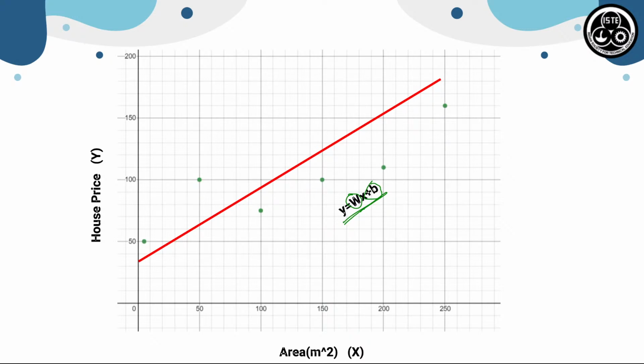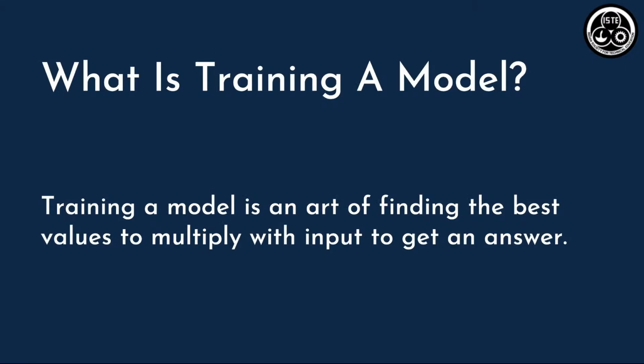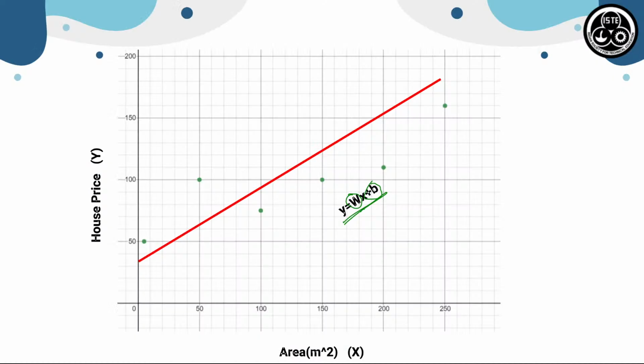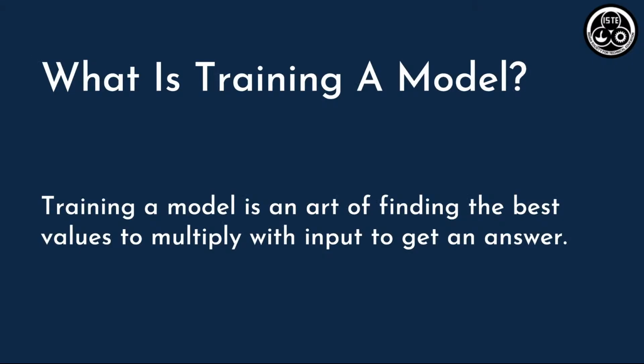Okay, so now we get to training a model. We know that we need to fit a line in such a manner that it has the least distance from all the points on the graph. So how do we achieve that? There are two methods to do this. The first method being the gradient descent method, and the second method being the brute force method.